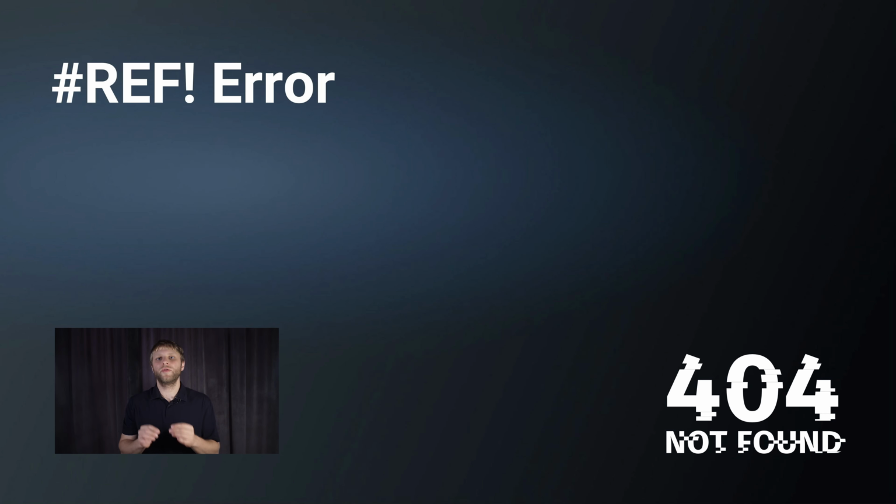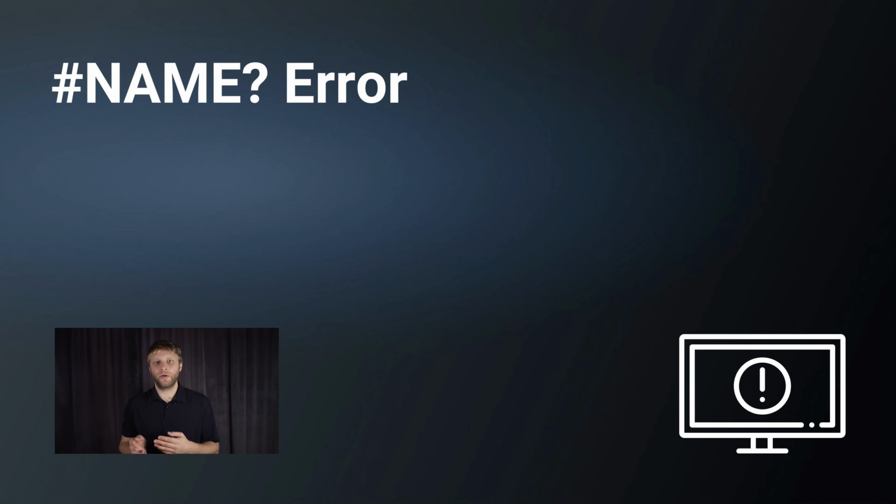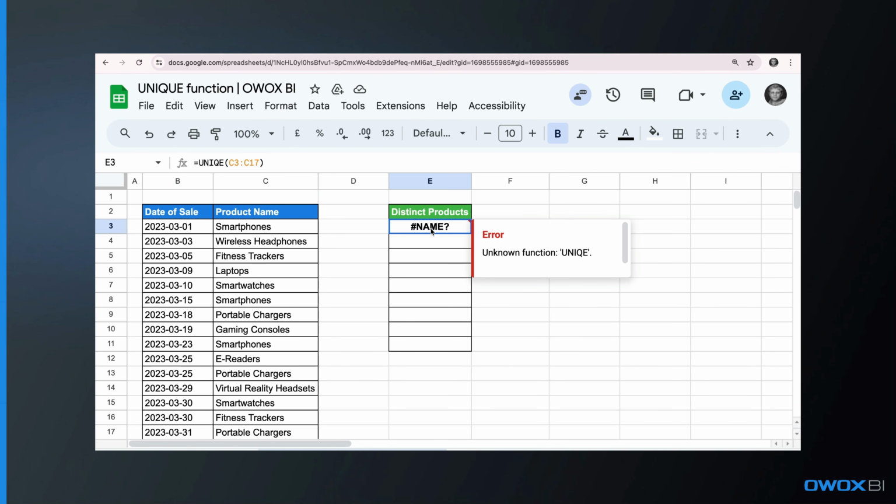Number 3. The REF error. This pops up if there is an issue with the sheet references. Verify that the sheet names in your formula match exactly with what you would expect. Number 4. The NAME error. A simple typo in the function can cause this issue. Check your spelling. It should be just UNIQUE and then the range. And there you have it.